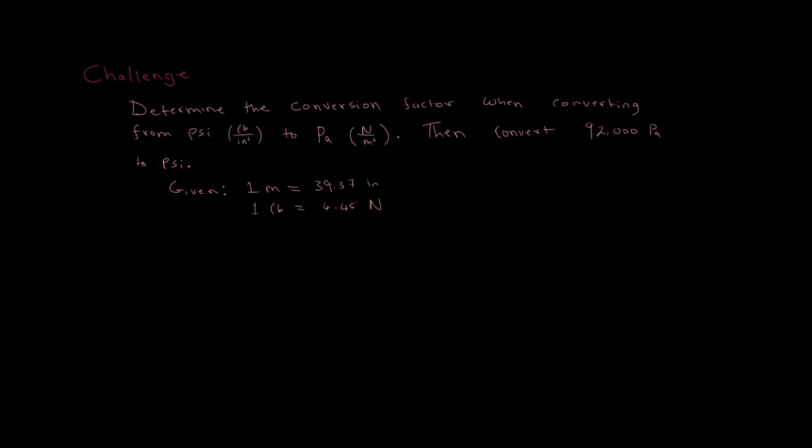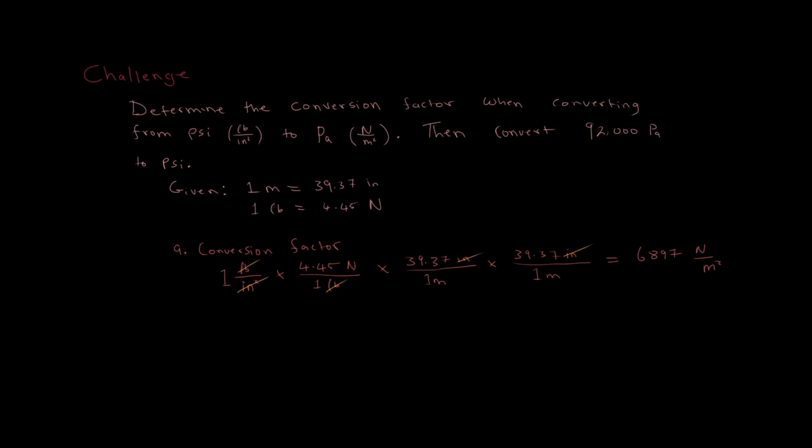Alright, let's solve it. First, let's get our conversion factor. To go from pounds per square inch to Newton per meter squared, we set up our units like this. First, we write pounds per square inch. Then, we cancel out the pounds. And after that, we cancel out the square inch. To do this, we have to cancel out inches twice because it's squared. When we make our multiplication, we get 6,897 Newton per meter squared. So this means that 1 pound per square inch is equal to 6,897 Newton per meter squared, or pascals.